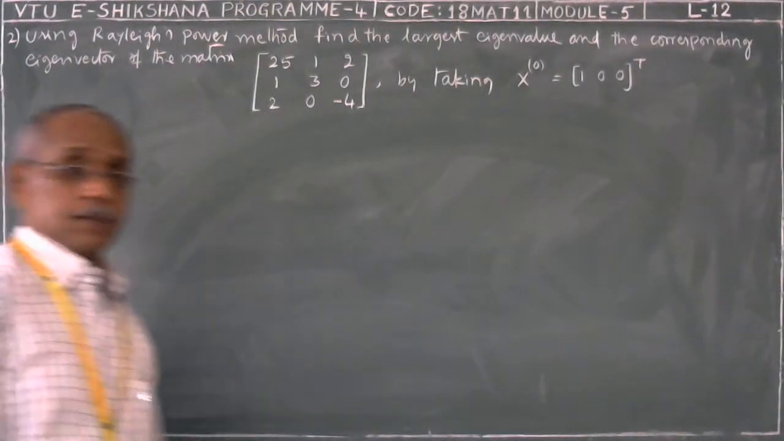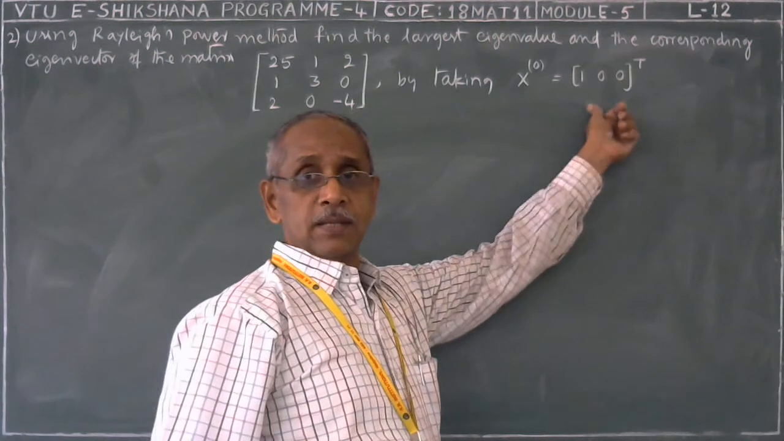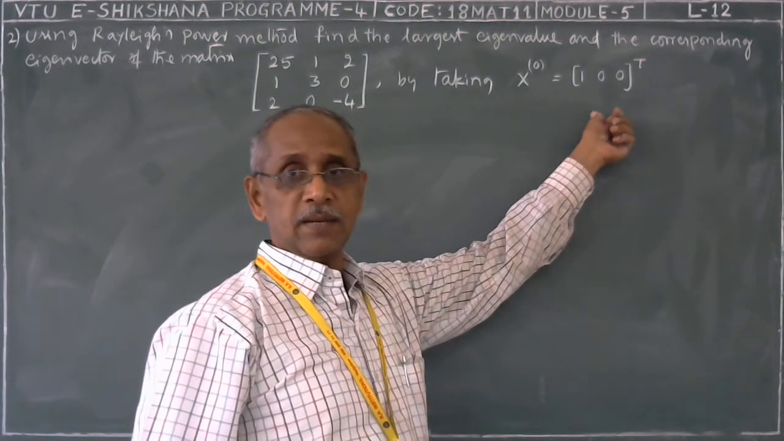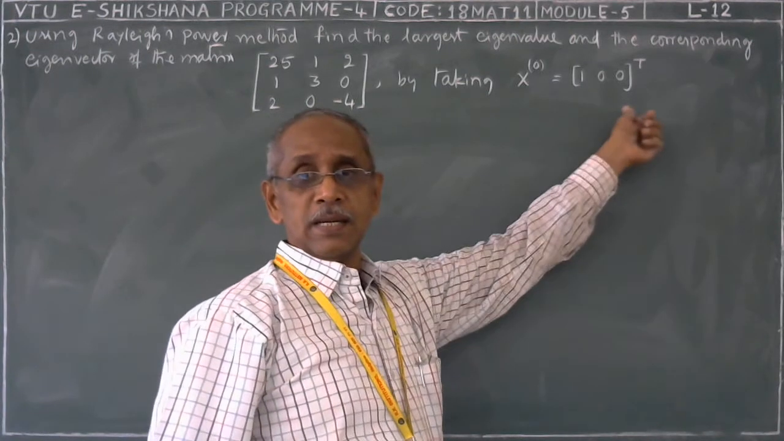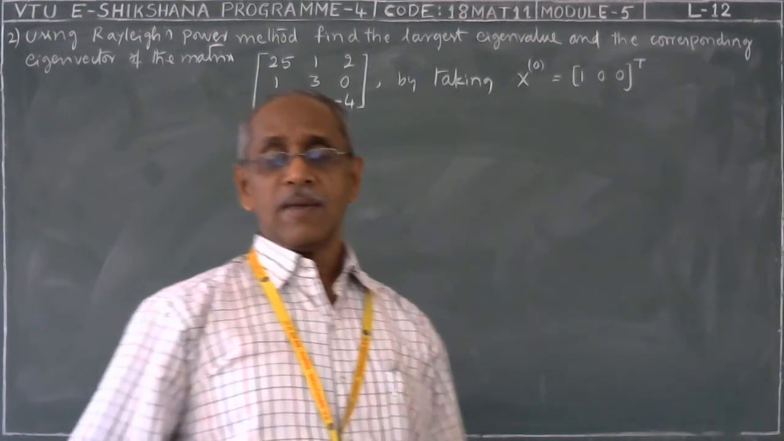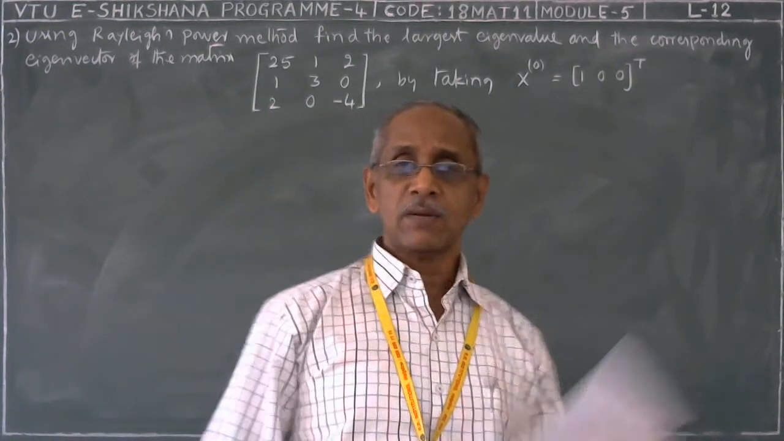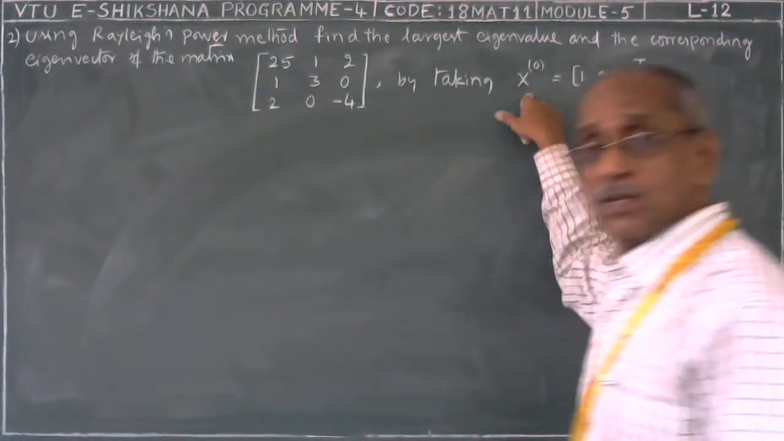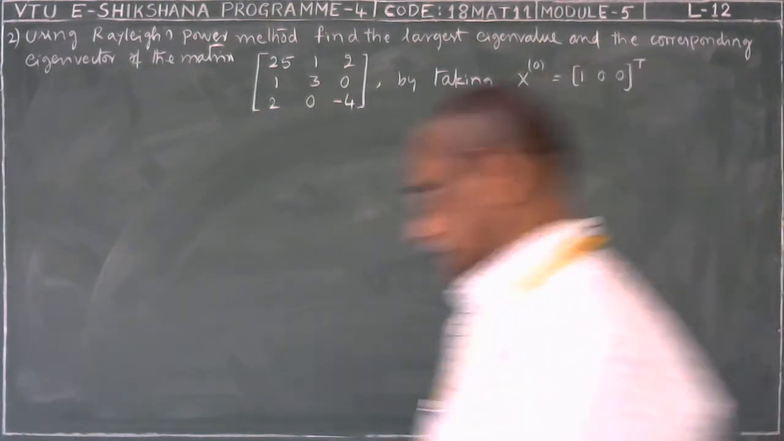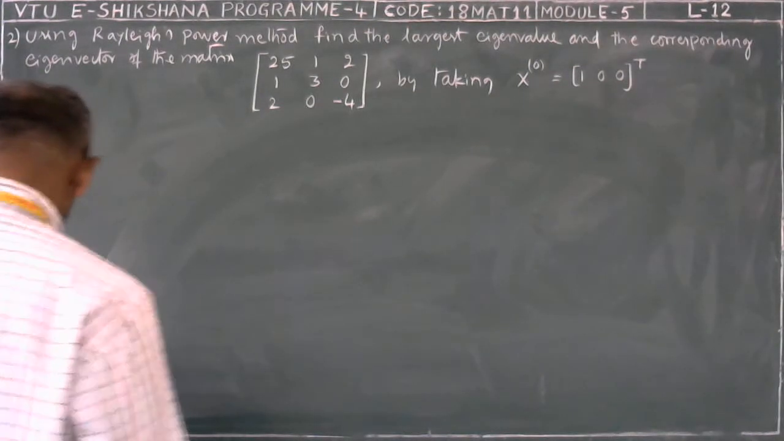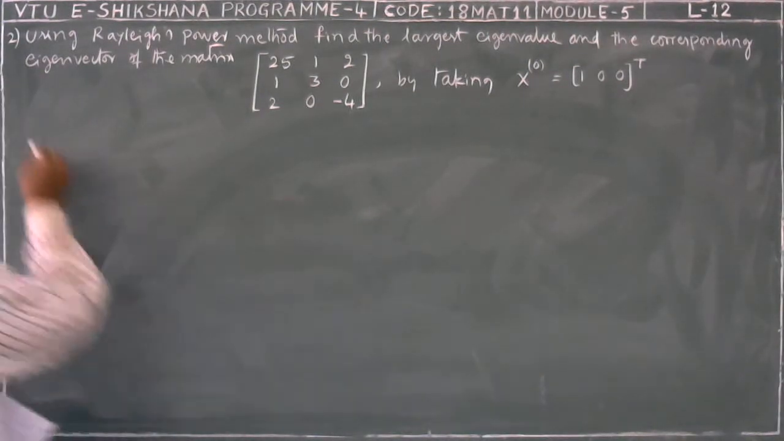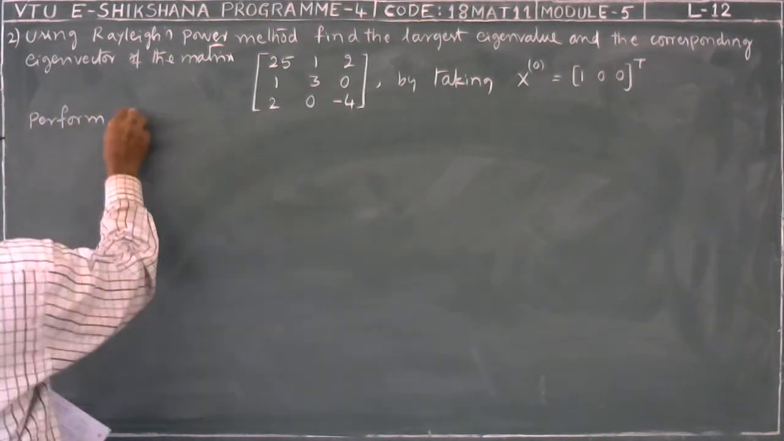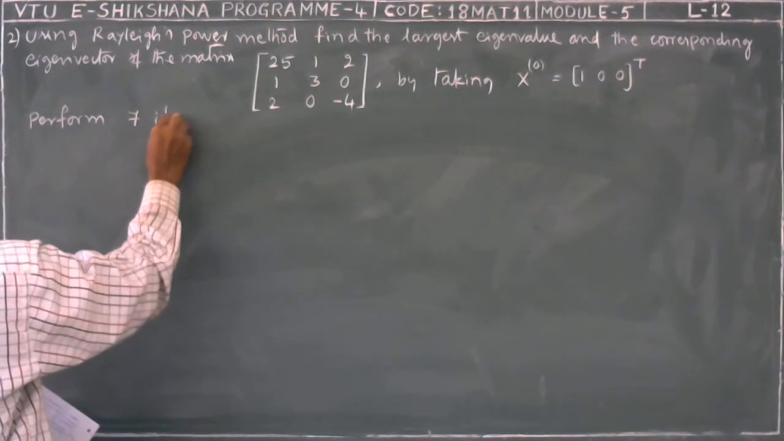Then we have to start our iteration process using this initial eigenvector only. We cannot choose any other non-zero vector as the initial eigenvector. So we have to start from this initial eigenvector. Basically, our x0 is nothing but x written like this. Perform 7 iterations. That is the restriction here.